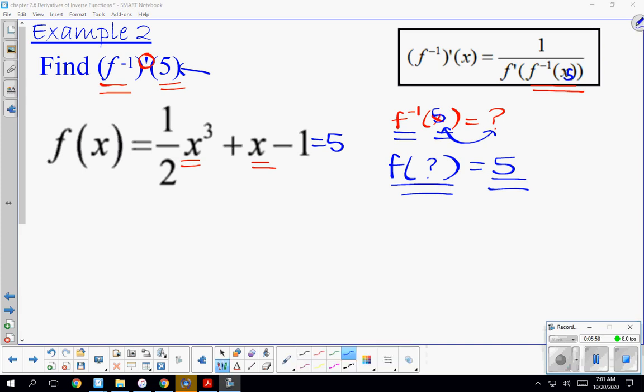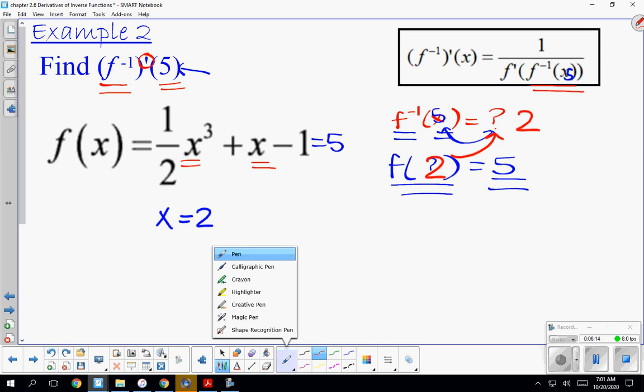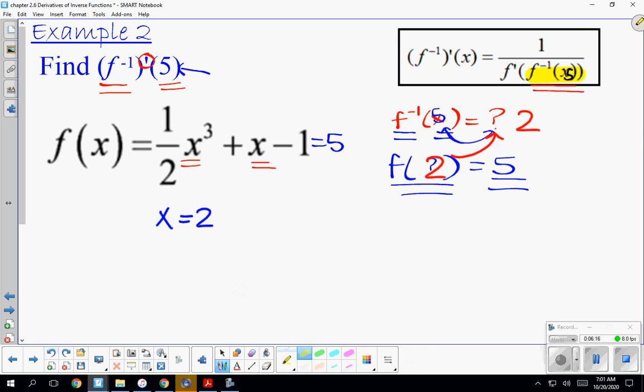And so we get x equals 2. If we know that x equals 2 on the original, then we know that y equals 2 on the inverse. So if this guy's 2, that means the y value of the inverse is 2, and that's what I was looking for. I needed to find the inverse of 5, and the inverse of 5 is 2. So I just plugged 2 in.